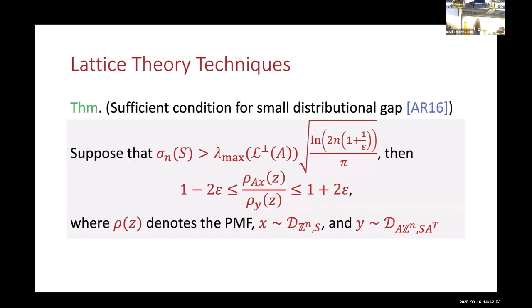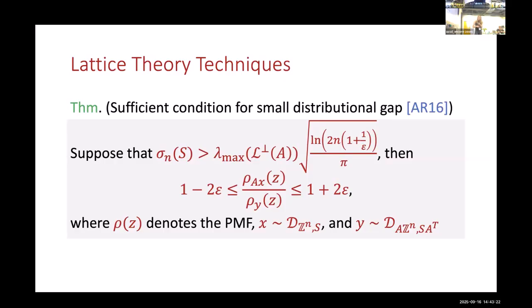Okay, so now that we have these two quantities, we'll be able to define the sufficient condition for when Ax and y are small. And this comes from a very nice work of Agrawal and Regev in 2016. What they show is, if we suppose that some condition is true, I'll parse it in a second, then actually the PMF of Ax is very close to the PMF of y. So this is exactly what we want, but modulo this condition. Now we should figure out what the condition means.